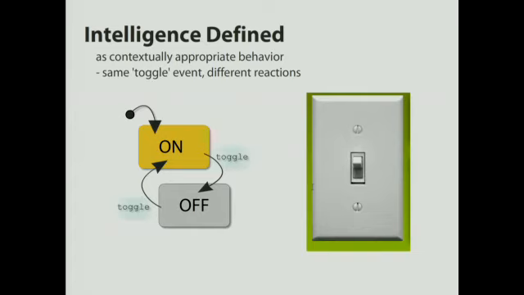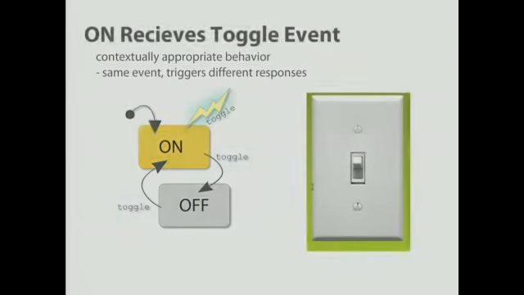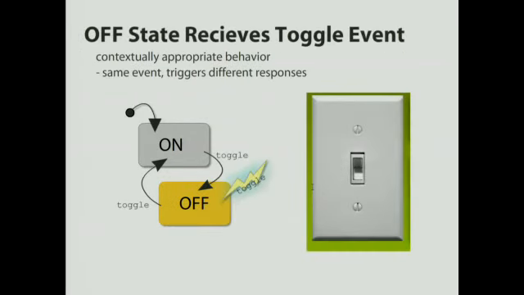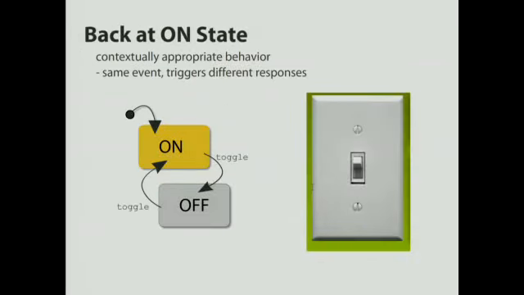So in this case, we have a single event used twice, one from the on state to the off state, and one from the off state to the on state. And the same event passed the system. We could have a button that just sends out the event toggle, which would switch that thing back and forth. So here we get it in the on state, cross over to the off state. The off state's active. It gets the toggle event. It goes back to the on state.